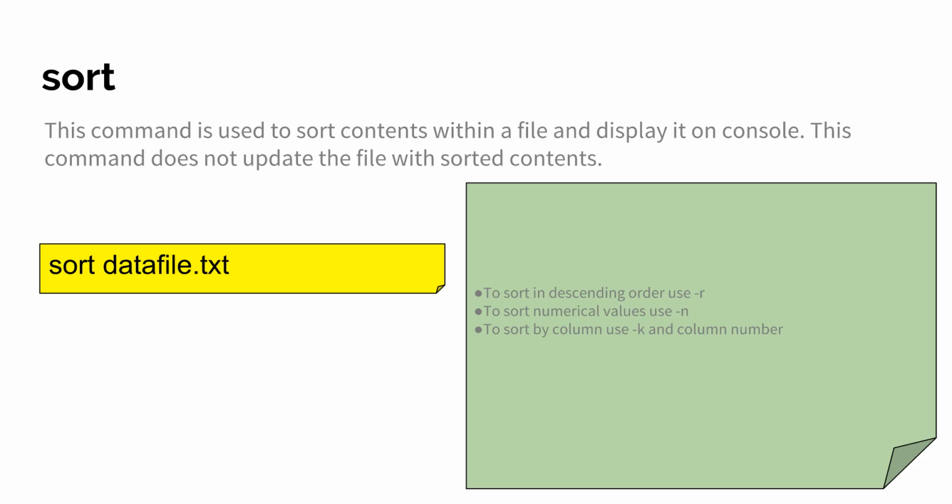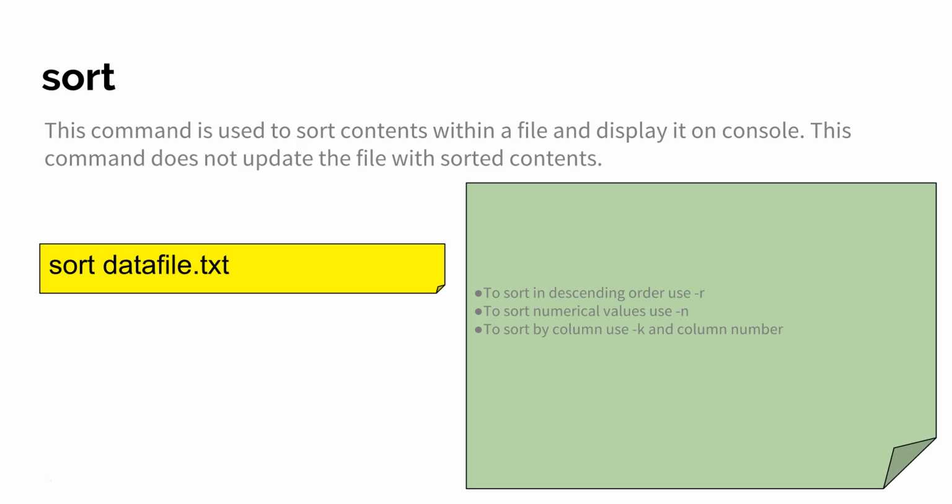Sort is a very useful command. If you give a file name, it will sort all the contents in the file and display it. Again, it does not update the file with sorted contents. It just displays the sorted output. The command is very simple: sort and the file name. To sort the file in descending order, you have to use the -r flag. And if you want to treat the numbers in the file as numbers, you have to use -n.